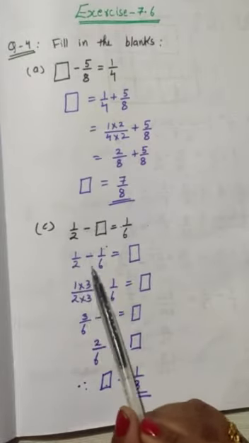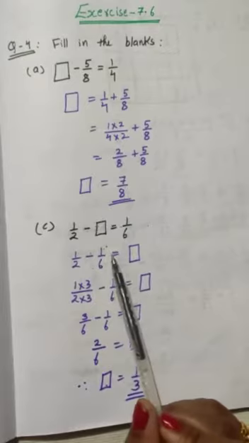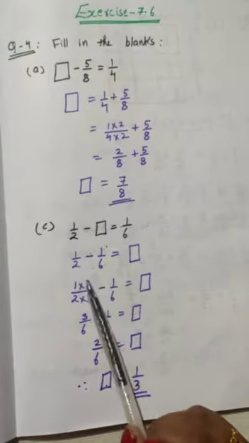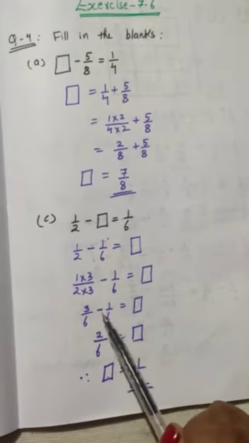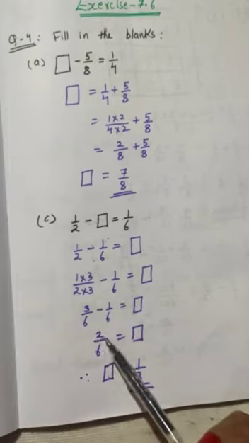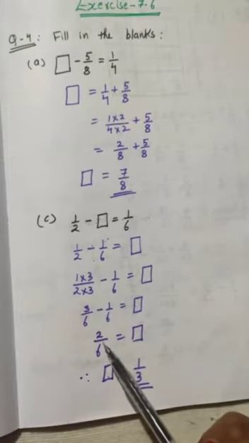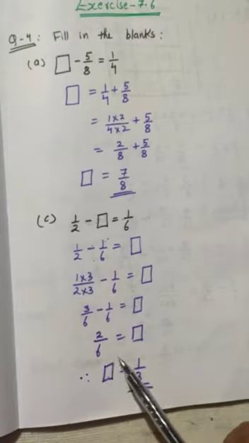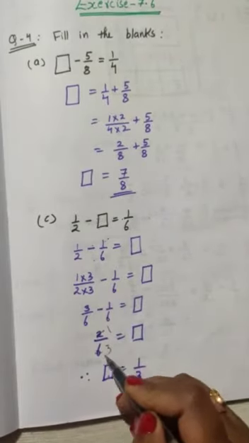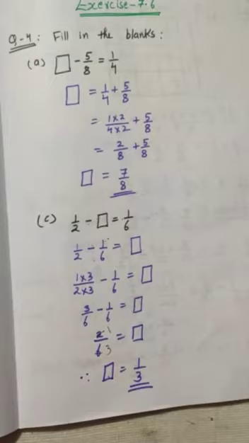Now LCM of 2 and 6 is 6 only. So 2 will become 6 by multiplying by 3, and the numerator also gets multiplied by 3. So it will become 3/6 minus 1/6, and 3 minus 1 is 2. So the value of box is 2 by 6. But don't forget to write it in the simplest form, which is 1/3, because 2 1s are 2 and 2 3s are 6. So the answer is 1/3. I hope all of you have understood. The remaining parts of this question you will do. Now we'll see the next question.